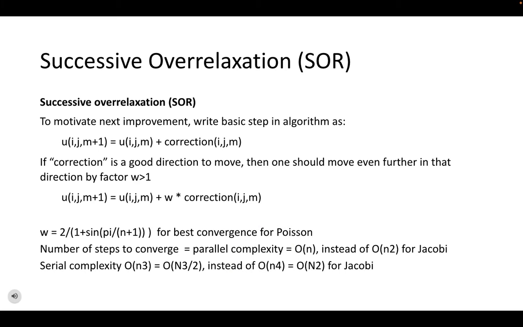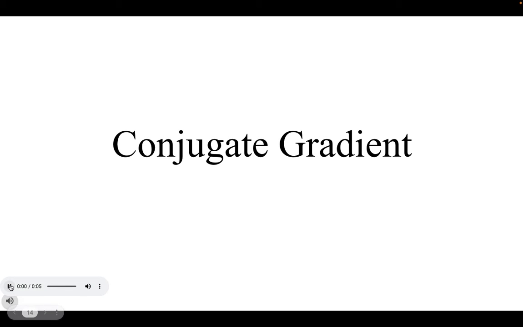To further improve the algorithm, a factor w greater than 1 is added to the correction, so it will move further. It is called successive over-relaxation, and this will reduce the parallel steps significantly. Then we will talk about the conjugate gradient algorithm.